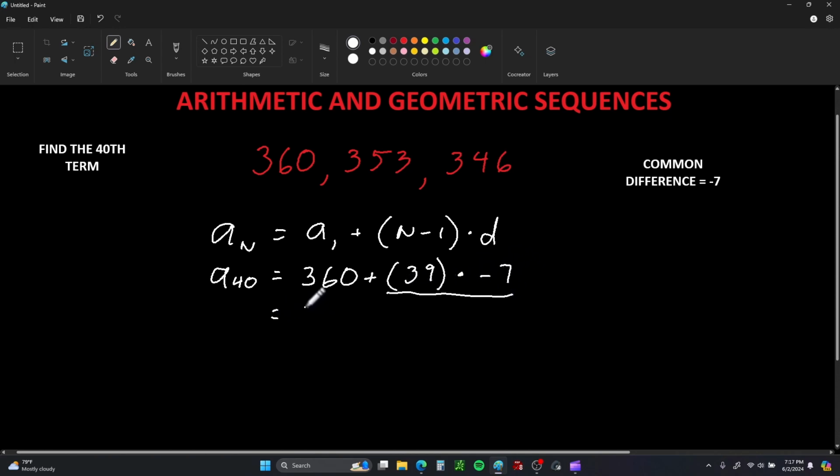Coming down to the next line, we have 360 plus, when we multiply this, minus 273. We're adding a negative number, which is the same as 360 minus 273, which is 87.